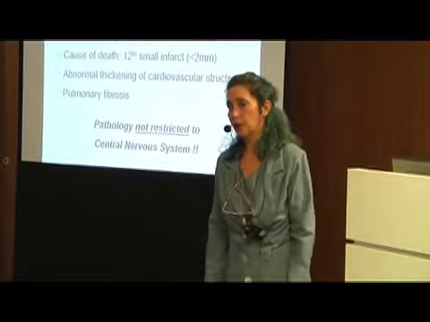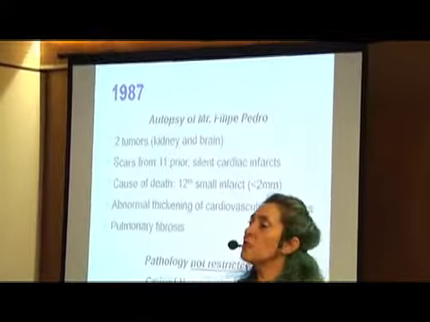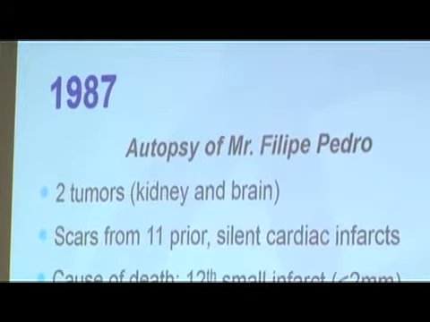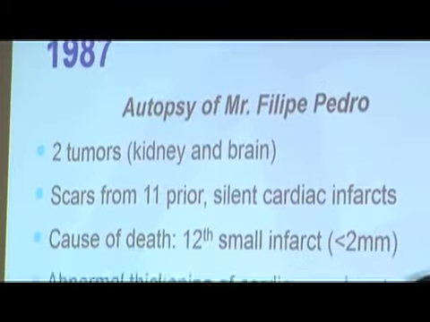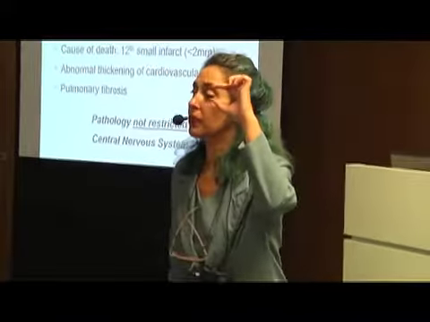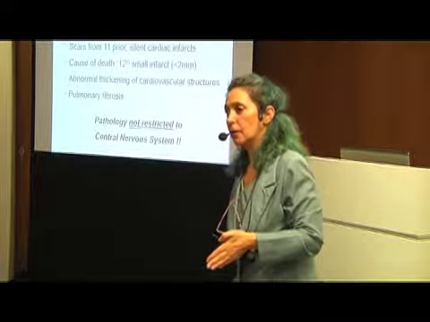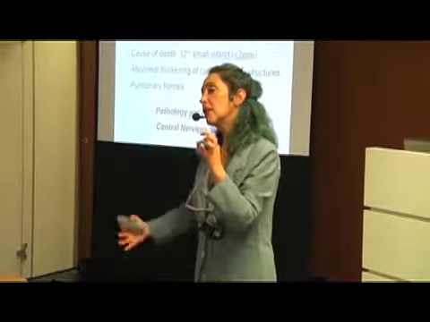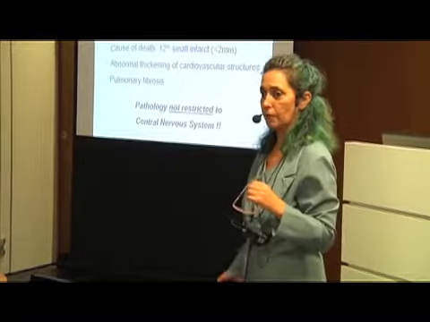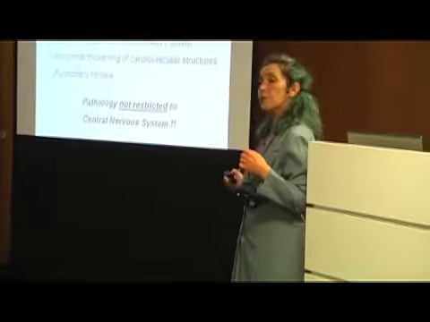This is what we found. We found two silent tumors. There was no suspicion that this man had a tumor, let alone two. One of the most incredible things is that each time you have an infarct, a heart attack, a scar is formed in the heart. This man had 11 scars and he died of the 12th, which was a scar so small that in the regulated tables it doesn't even count as an infarct because it was below 2 millimeters.